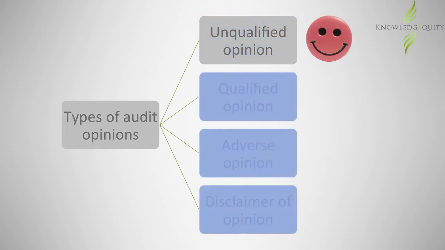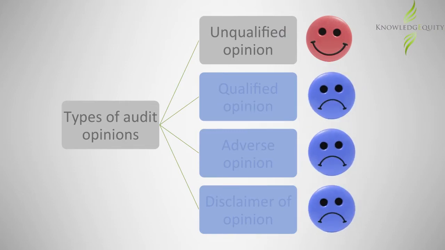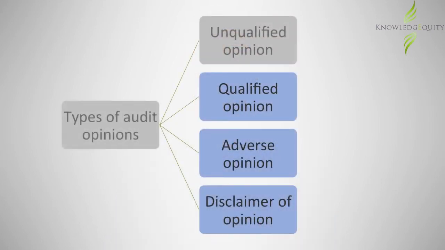The remaining 3 opinions are modifications to the standard ISO 700 audit opinion, and so it is not a good thing since it indicates that there are issues with the financial statements. The extent of those issues, or how bad those issues are, would be reflected by the type of modification to the audit opinion. The 3 types of modified opinions are qualified opinions, adverse opinions, and a disclaimer of opinion. The challenge is to determine which of the 3 modified opinions would be applicable in a given situation.